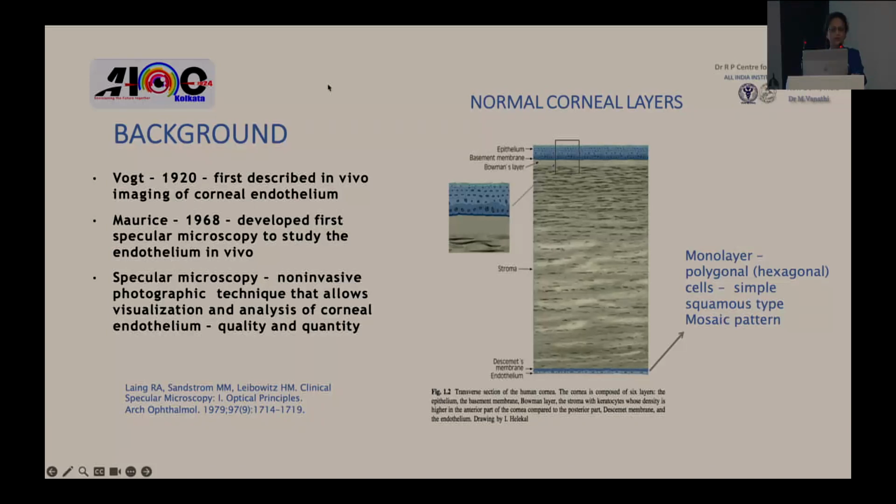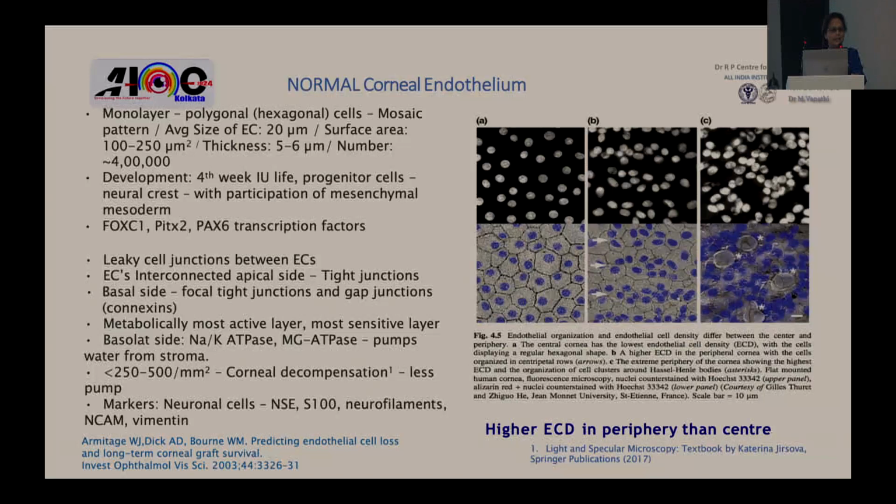It is one of the earliest methods of examination, going way back to Vogt till 1920. Maurice refined it in 1968, and what we now have is specular microscopy for visualization, which we largely use for the endothelial cells of the cornea. The endothelial cells are a monolayer of polyhexagonal mosaic pattern, and each cell is about 20 microns, with a surface area of 100 to 250 square micrometers and a thickness of about 5 to 6 microns.